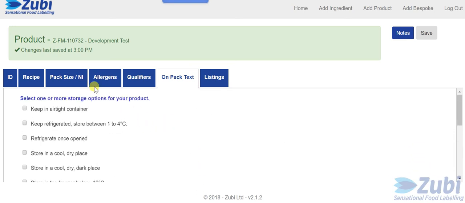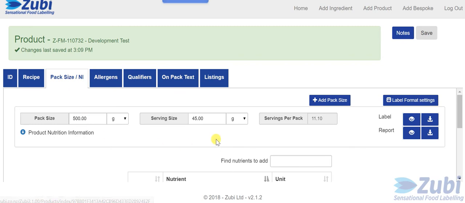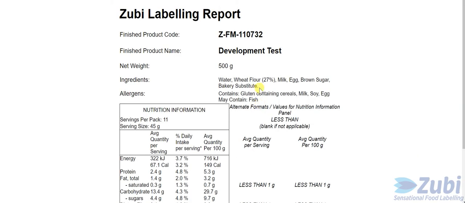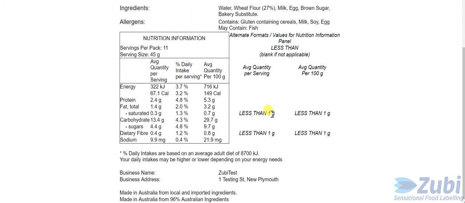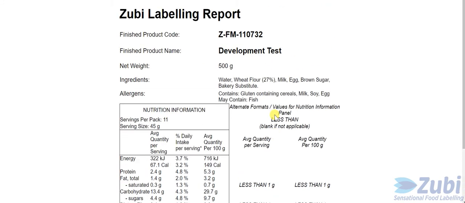Also available in the pack size NIP tab is the label format settings should you wish to print directly from Zubi or do a test print, and you can also view an example label or food report. Looking at the food report, you can see all the information, the NIP panel, and everything else that you need for sending off to the marketing team to develop a nice looking label with branding.